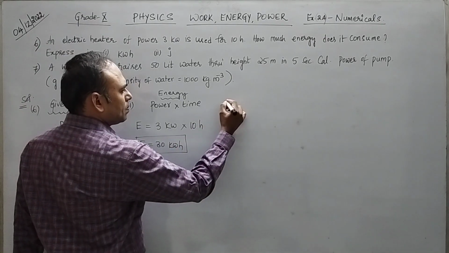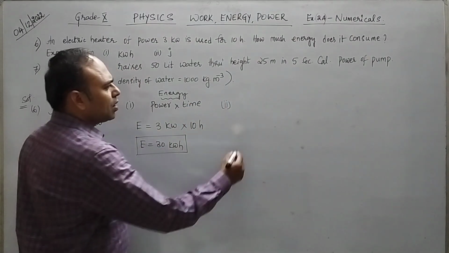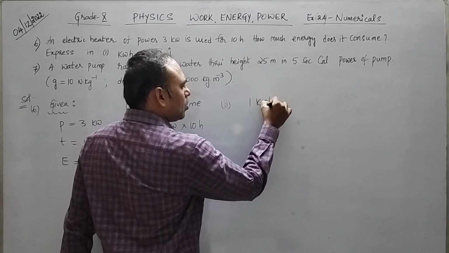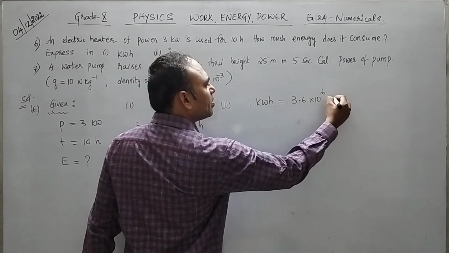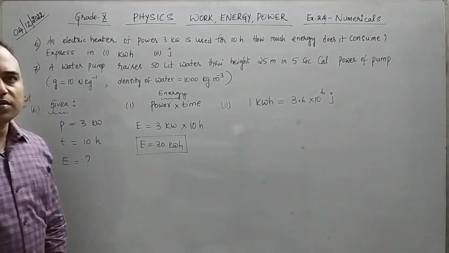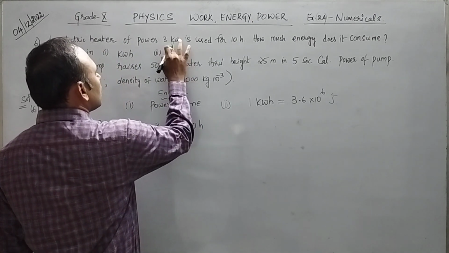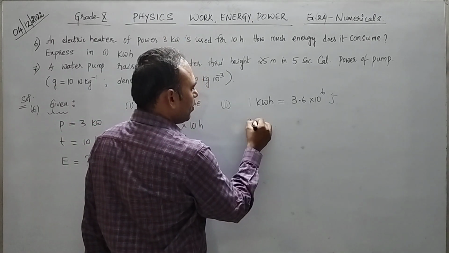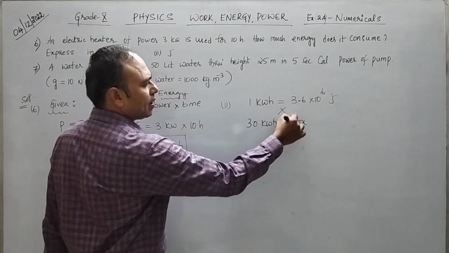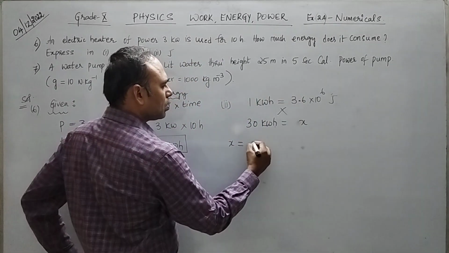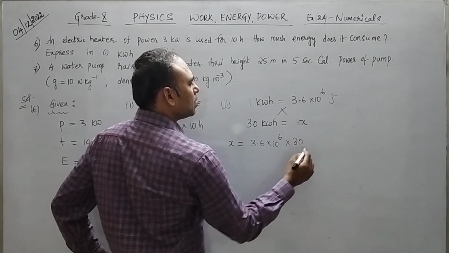Now the second one, they are asking to find in joule, so hence we have to know the relation. It is known that 1 kilowatt hour is equal to 3.6 into 10 to the power of 6 joule. So this is known. Now here, how many kilowatt hour we have? 30 kilowatt hour. So we need to calculate, take it as x. Now x is equal to 3.6 into 10 power 6 into 30.